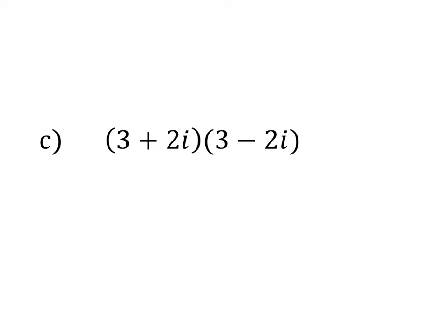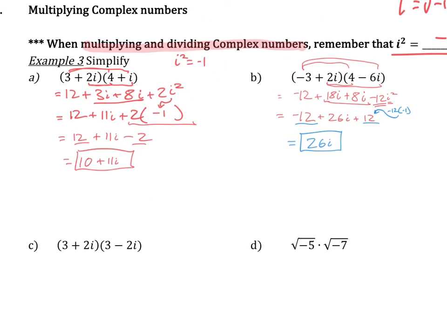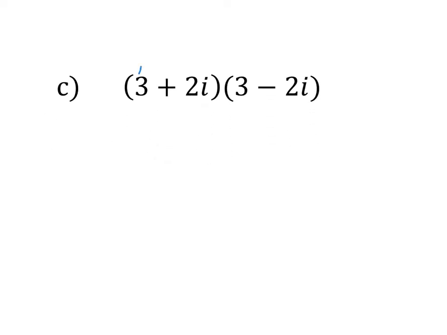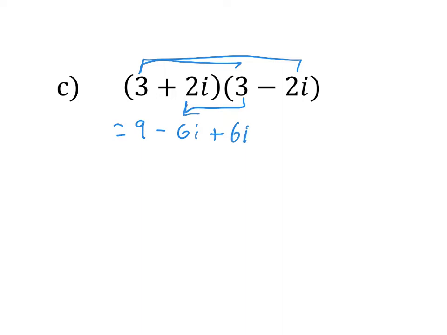Now we've got a special case here. So we had one example that had a complex number. One was purely imaginary. Let's see what happens here. 3 plus 2i times 3 minus 2i. So we've got the 3 times 3. That's 9. Negative 6i plus 6i. And then minus 4i squared. Well, what happens to the middle? They go away, right? They're 0. Opposites, negative 6i plus 6i.